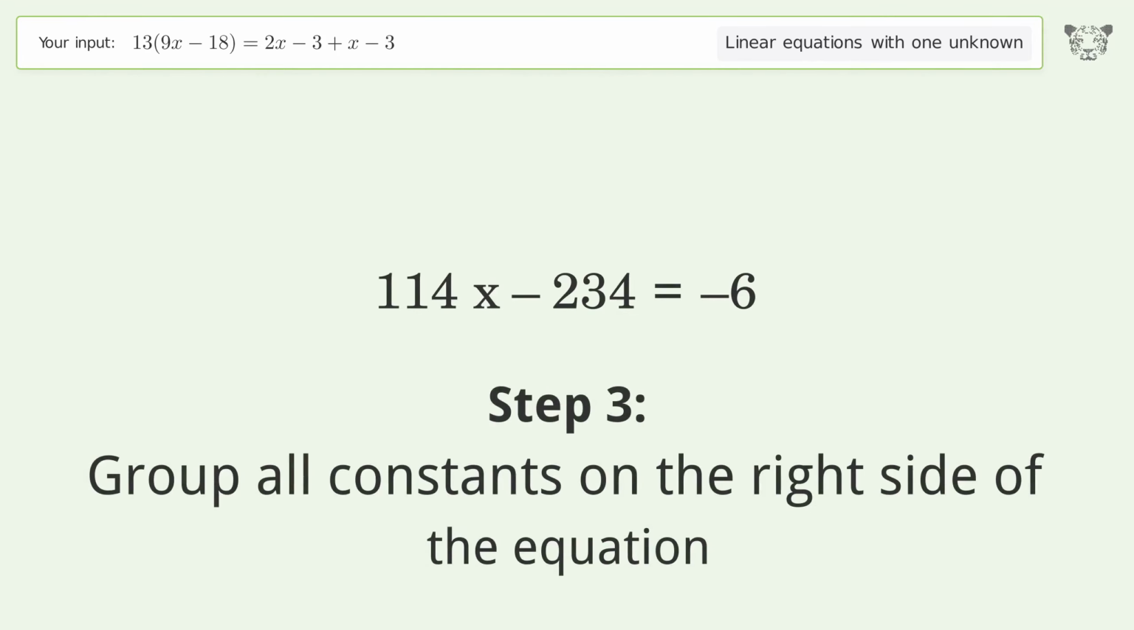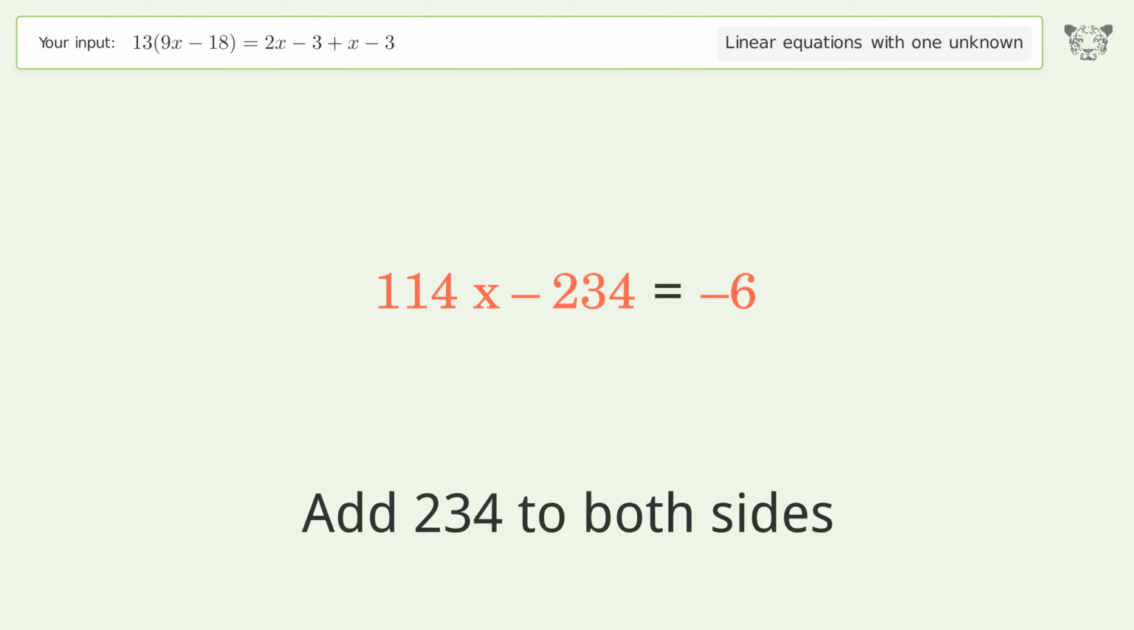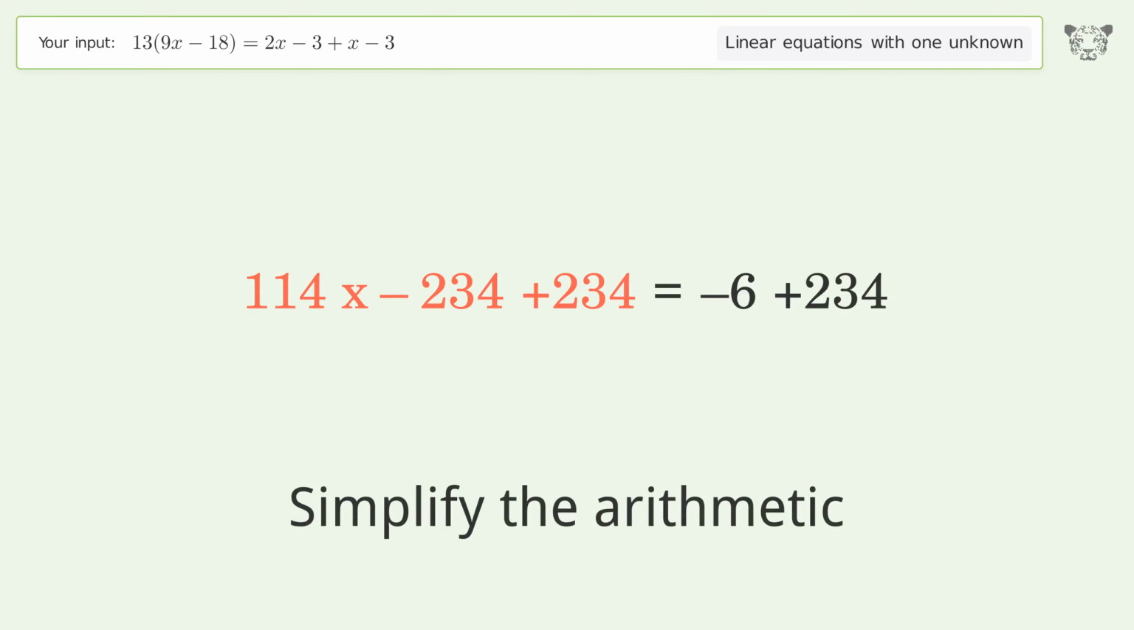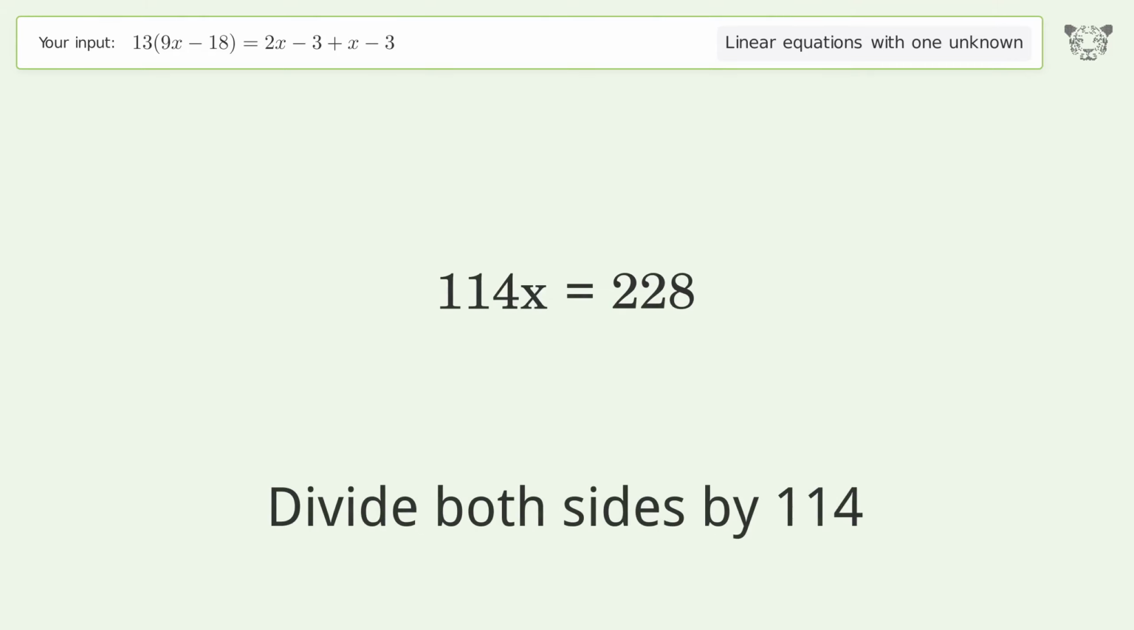Group all constants on the right side of the equation. Add 234 to both sides. Simplify the arithmetic. Isolate the x. Divide both sides by 114.